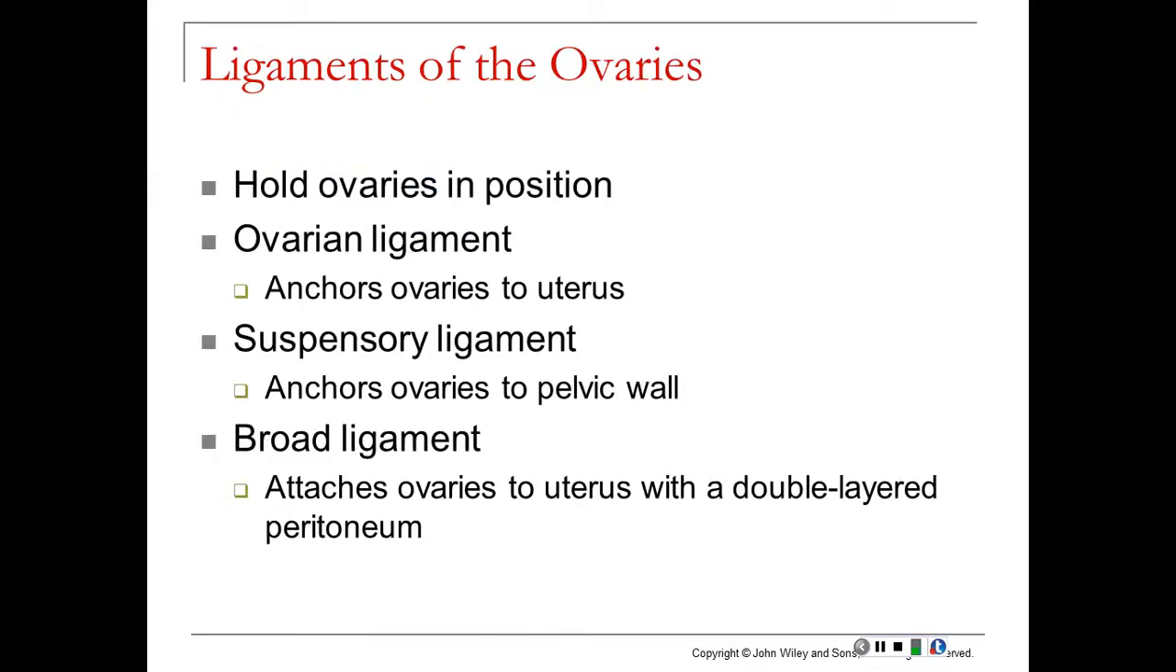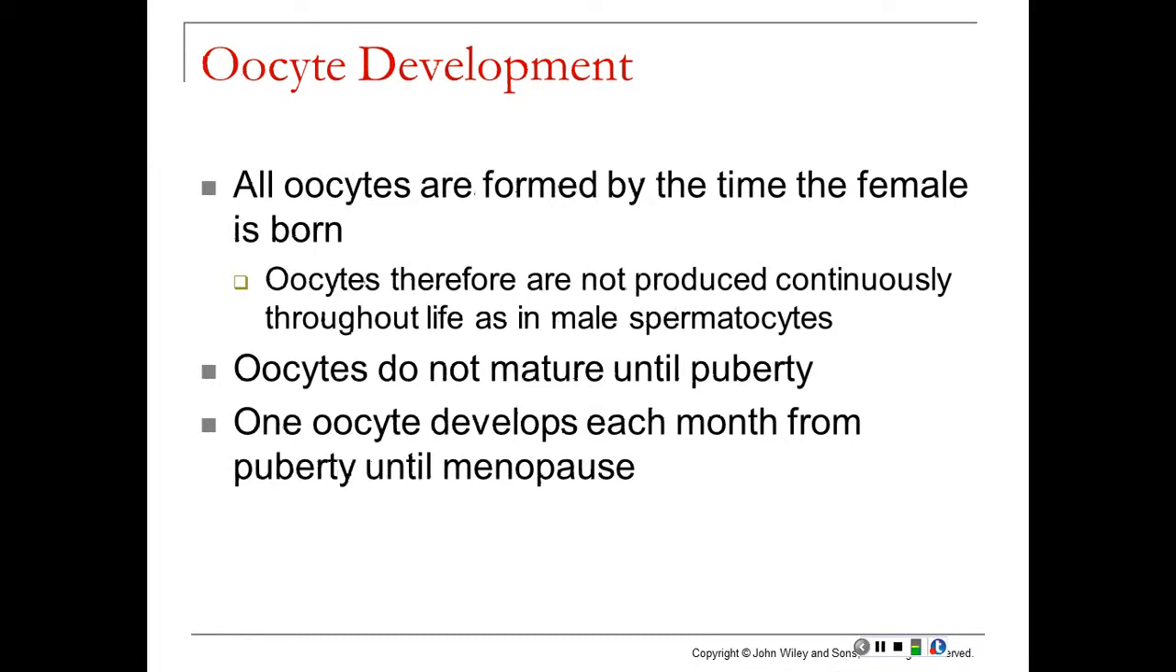Let's talk about the ligaments of the ovaries holding the ovaries in place. You have that ovarian ligament anchoring the ovaries to the uterus. There's also a suspensory ligament anchoring the ovaries to the pelvic wall, and then a broad ligament, which is kind of like a bat wing, attaching the ovaries to the uterus within a double-layered peritoneum. So the process of oocyte development really begins before the female child is even born. Oocytes are therefore not produced continuously like male spermatocytes. They do not mature until puberty. One oocyte develops each month from puberty until menopause.